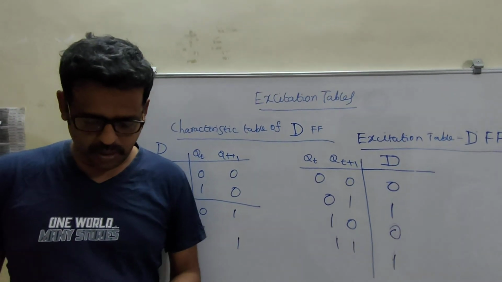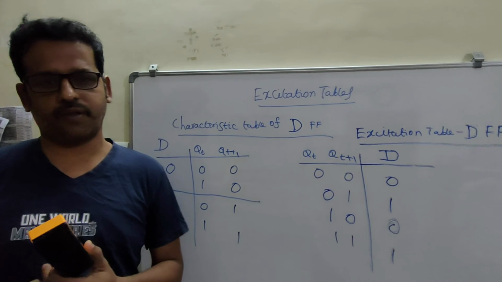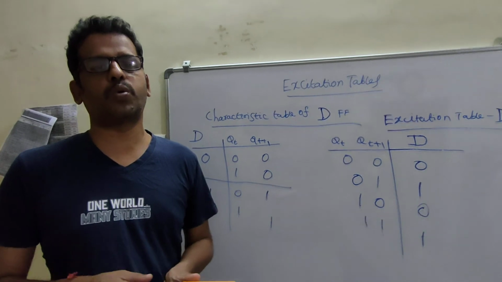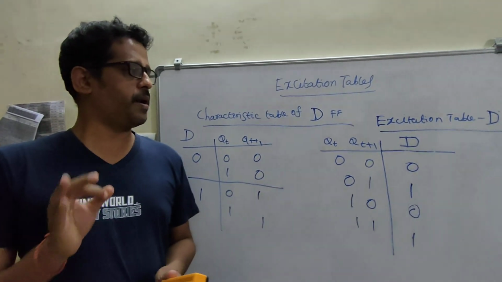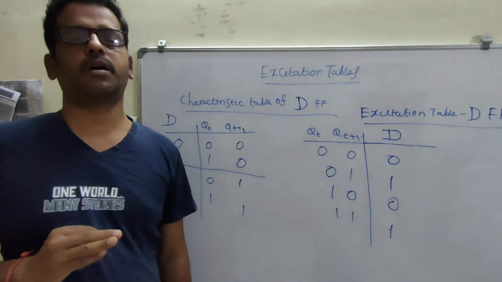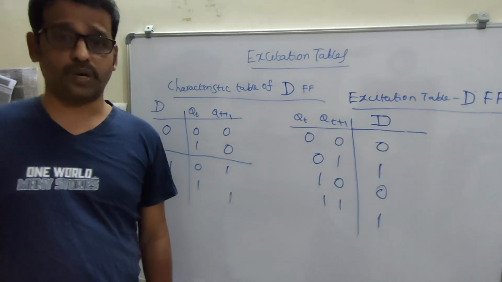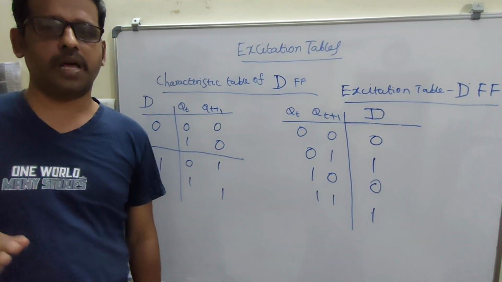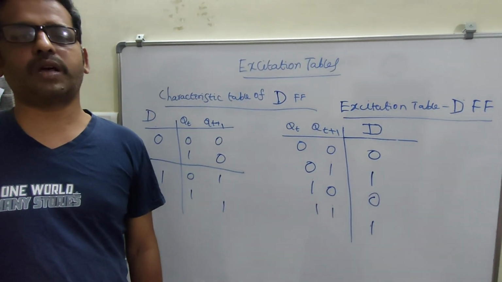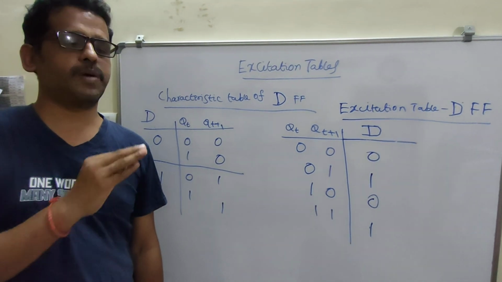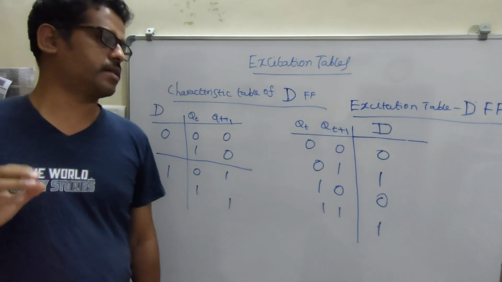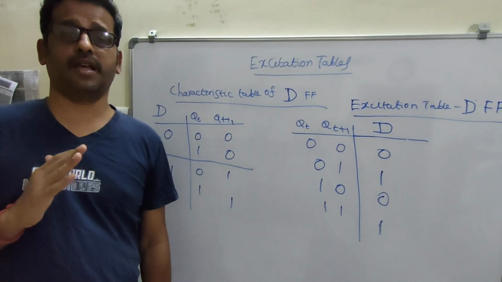Okay. So this is about the excitation tables of the various flip-flops that we have discussed. Once again I am telling you that it is very important to keep in mind the excitation tables of all the flip-flops. This would be very useful while we are designing the counters. You may be asked to design a counter using any flip-flop. For designing the counter, we absolutely need the excitation table of the specific flip-flop you will be asked to use, right? That is why we need the excitation table.